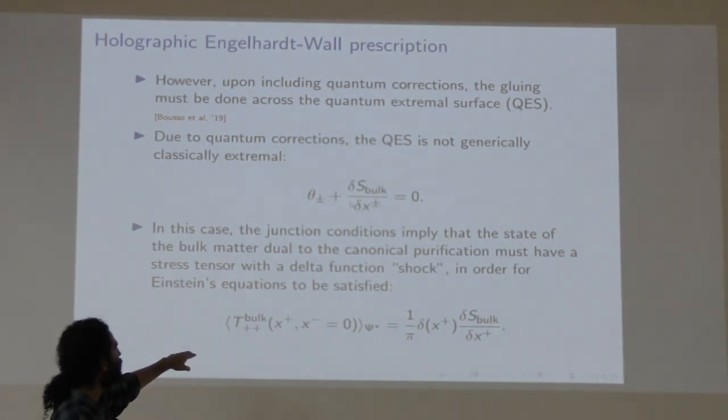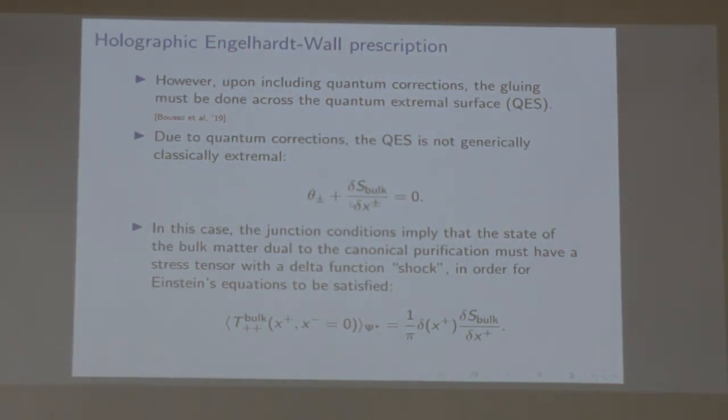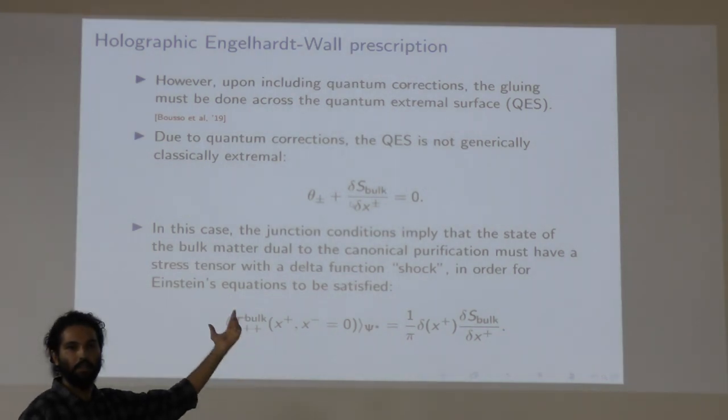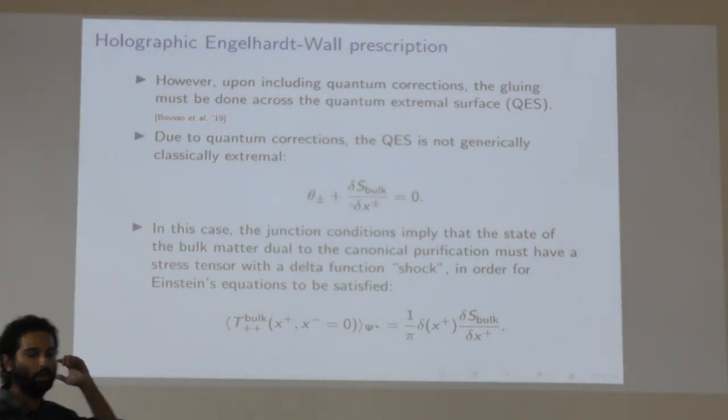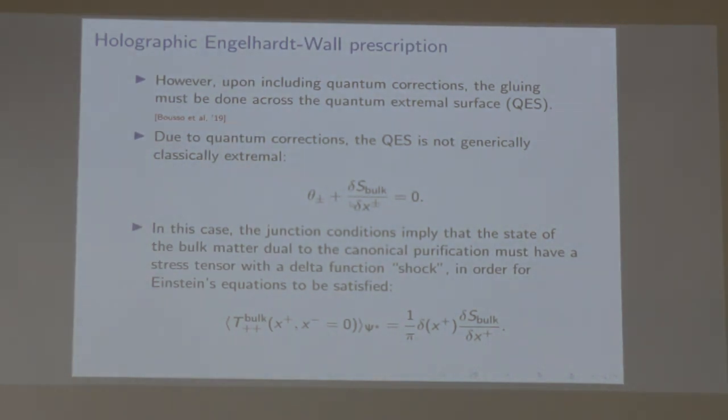So therefore, what you find is that general relativity imposes upon you a constraint that the spacetime that is dual to the canonical purification better be such that the state of the bulk matter should have this delta function shock in it. Okay? Only in that case can you consistently satisfy the semi-classical Einstein equations.